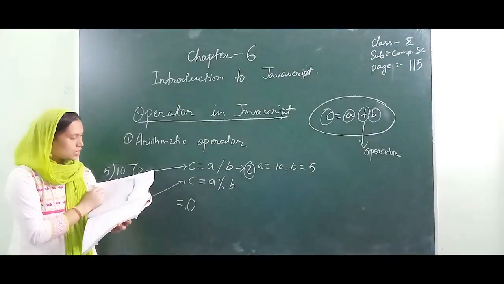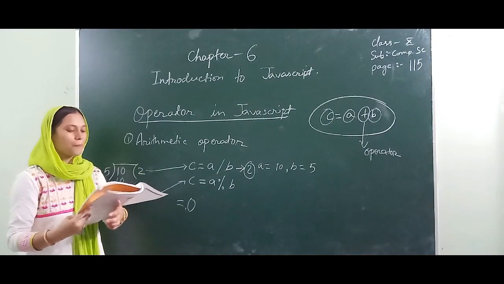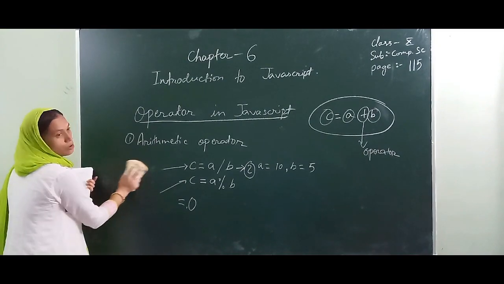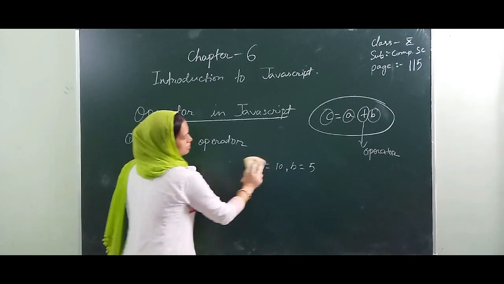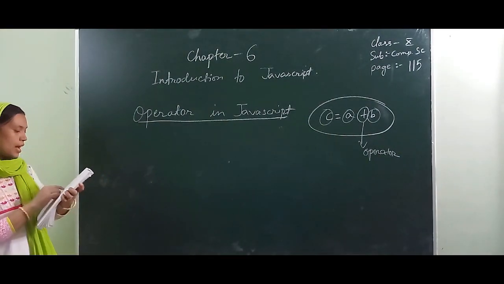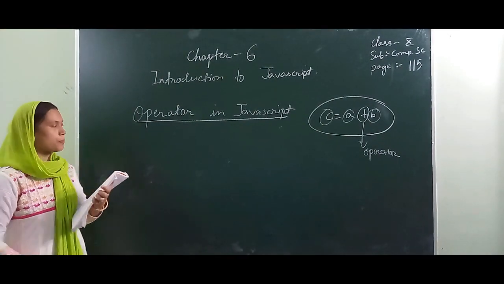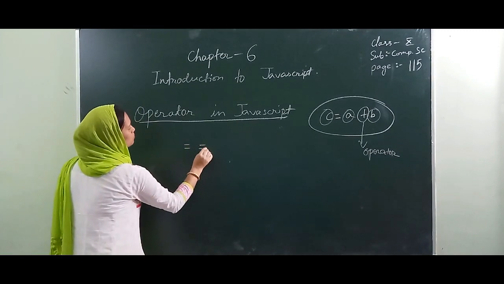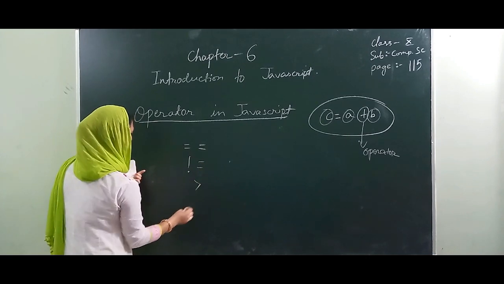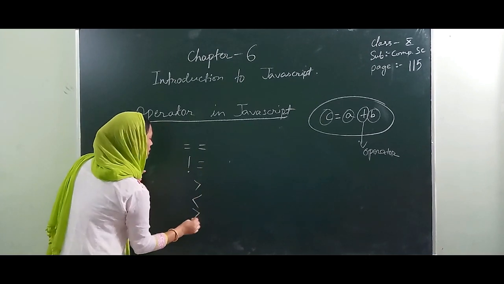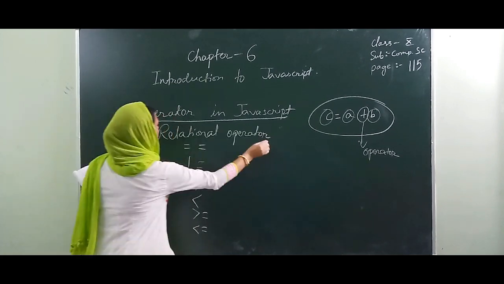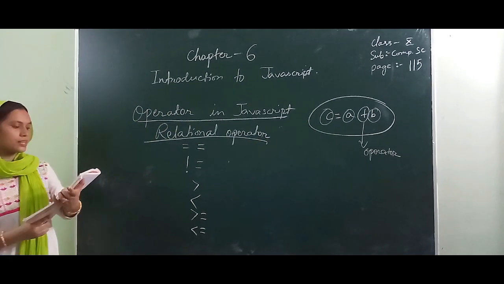Next, comparison operator, page number 117. Comparison operator we have also already learned in maths. Comparison or relational operator. Here we have 6 different relational operators, that is equal to, not equal to, greater than, less than, greater than or equal to, and less than or equal to. So these operators are called relational operators.